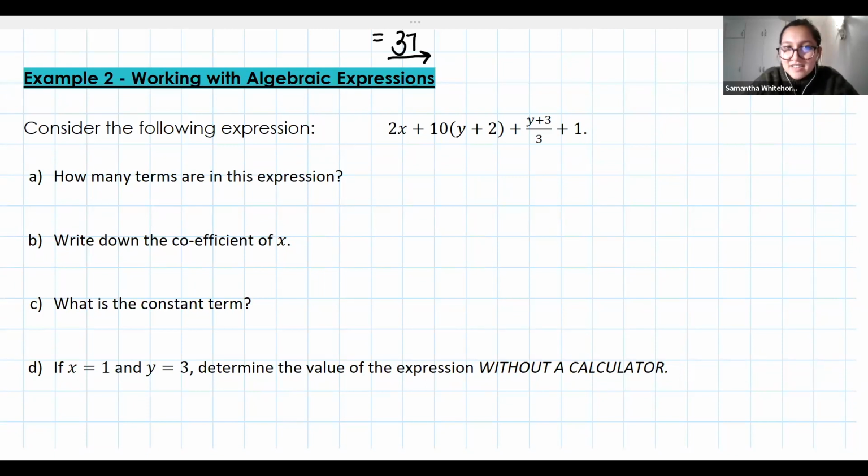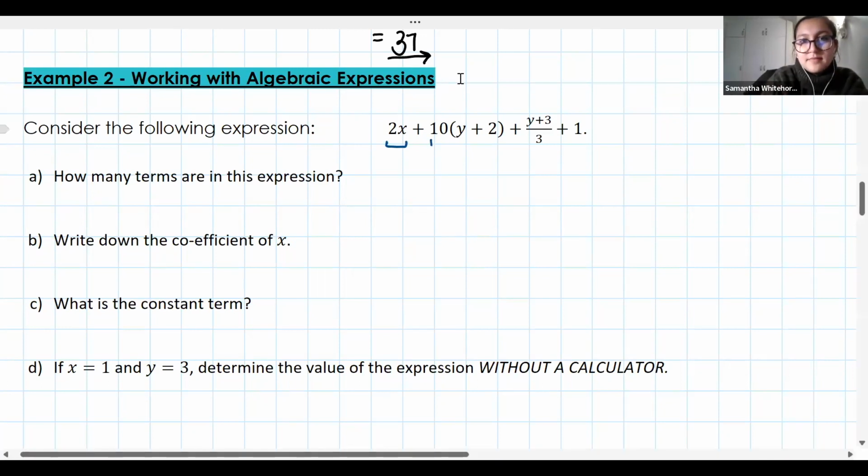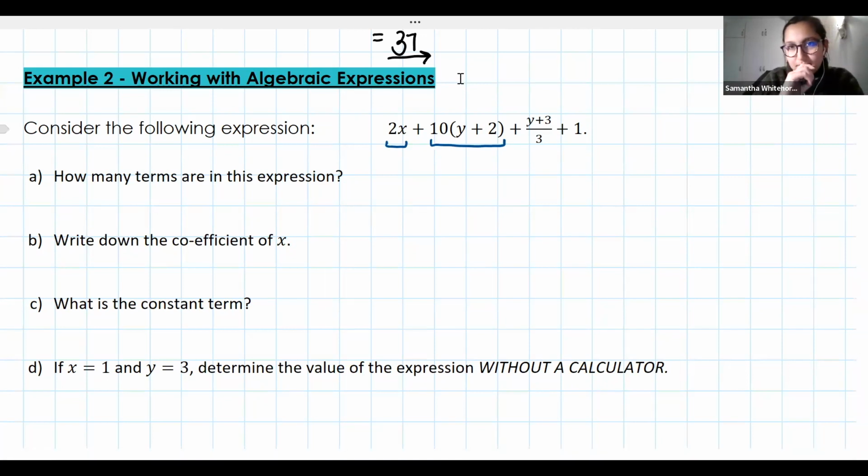2x is one term, and then 10 and the bracket (y plus 2), that's one term also. That's two terms. Mm-hmm. And then the fraction is the third term, and the 1 is a fourth term. Good. Now, how did you know those were separate terms? What did you look out for? The symbol separates them.